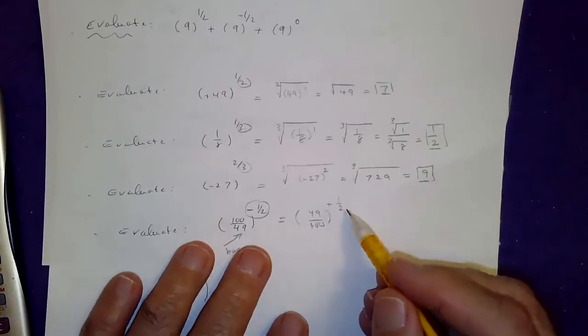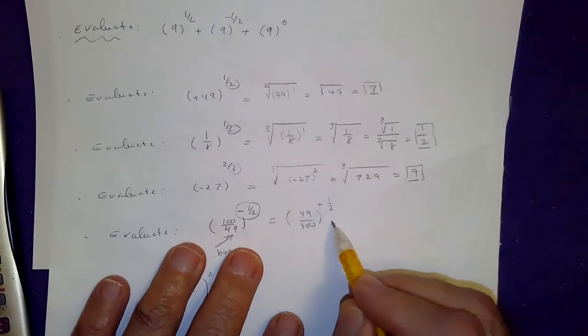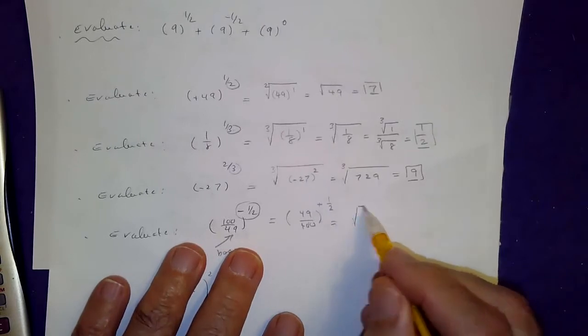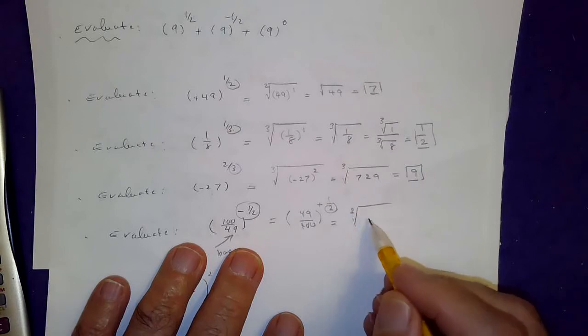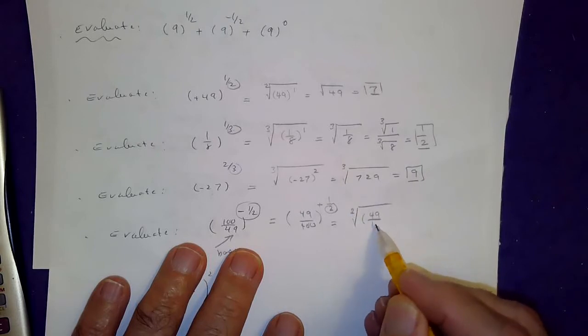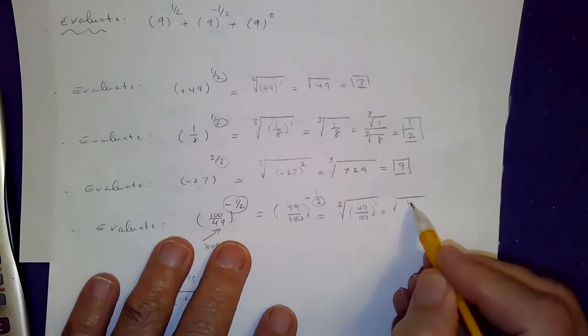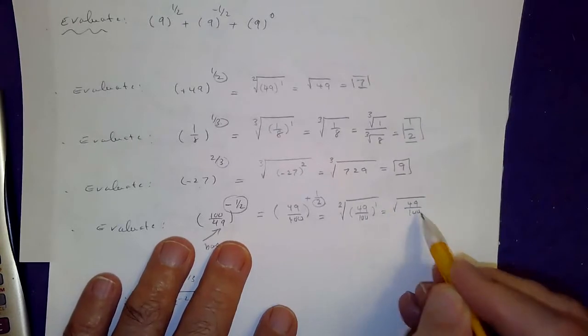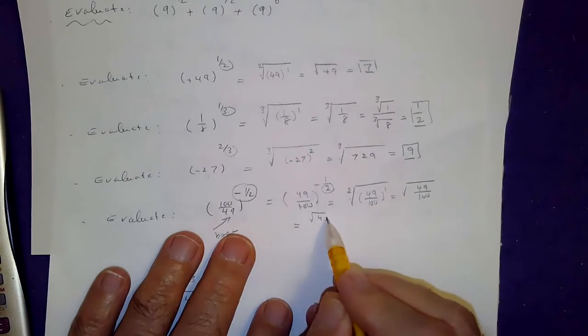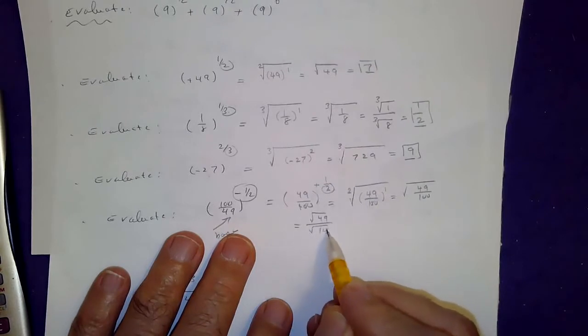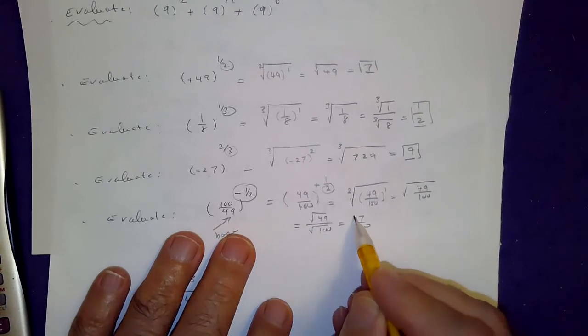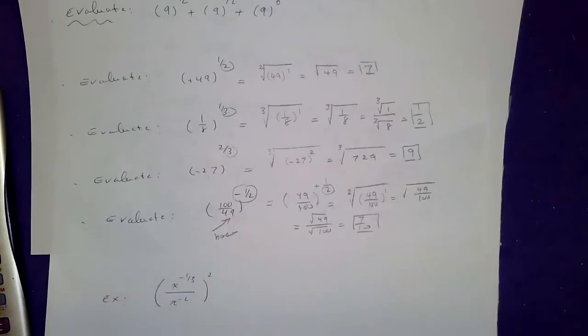Now that you have a positive exponent, you are allowed to change this to a radical. Remember, the denominator is the index. That's 49 over 100 to the first power, which is basically the square root of 49 over 100, which is the square root of 49 over the square root of 100, which is 7 over 10, right?